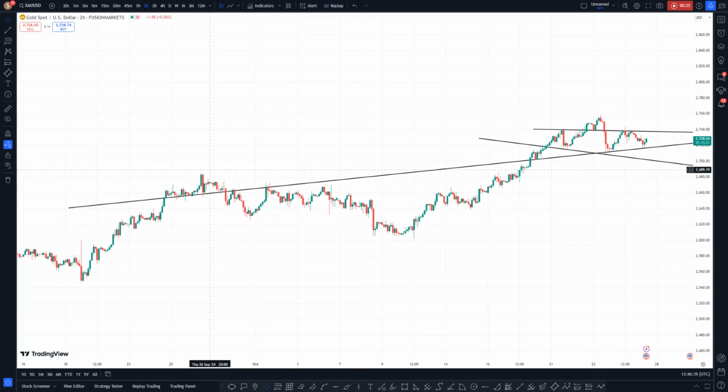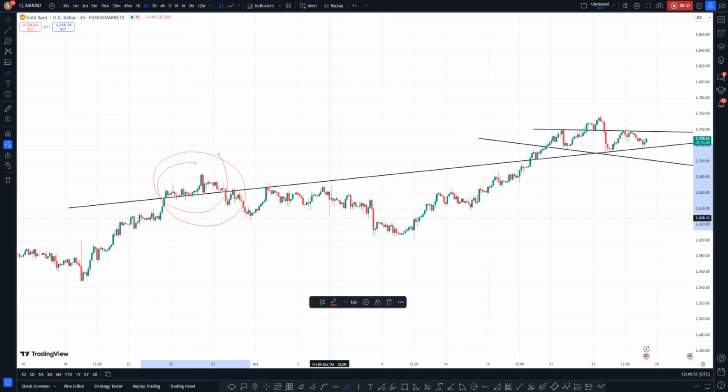So we got a price action from here, September price action. So this September price action struck my mind and I picked it and I love the price action.